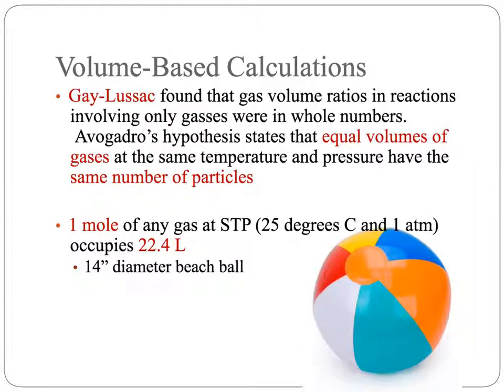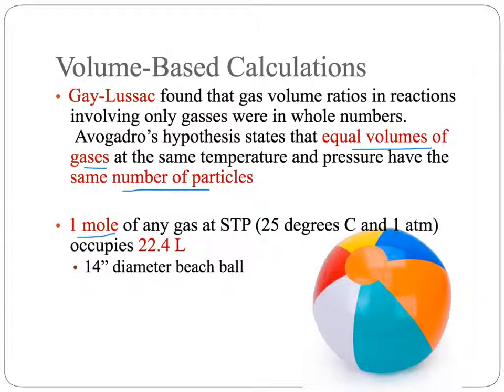When it comes to gases, we have a sort of a special case. A scientist named Joseph Gay-Lussac found that gas volume ratios in reactions that involved only gases were in whole numbers, which suggested that the volume ratios were related to the stoichiometry coefficients. And so Avogadro went on to hypothesize that equal volumes of gases at the same temperature and pressure have the same number of particles.